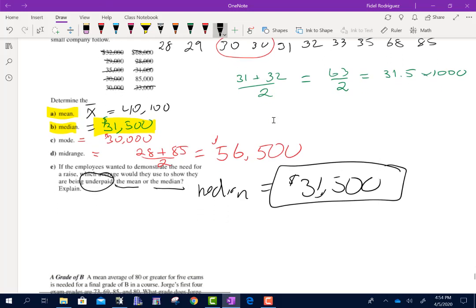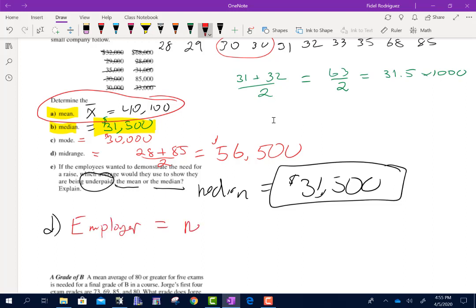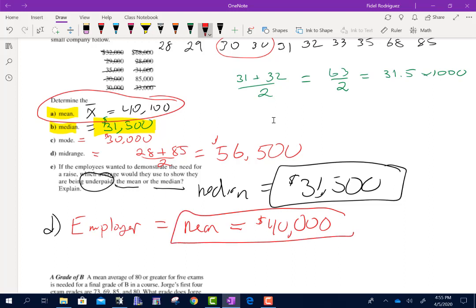And there's actually a part D, guys. And when you do your homework, there's going to be a part D. And it says if the employer, the boss, wanted to show them that they're being paid enough, which one would they choose? And the boss or the employer would say, let's use the mean to show that you're being paid enough, because you are making, on average, $40,000, right? Okay.